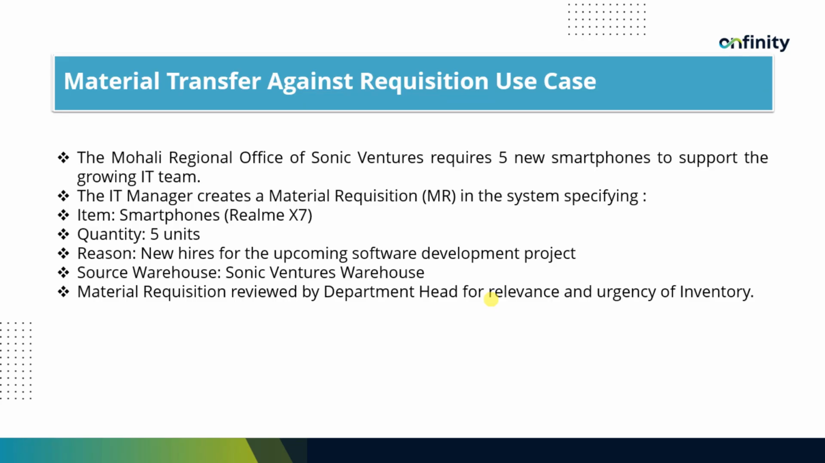For a better understanding of the process of material transfer against the requisition, let's take a use case. The Mohali regional office at Sonic Venture acquires 5 new smartphones to support a growing IT team. The IT manager creates a material requisition in the system specifying item smartphone Realme X7, quantity 5 units, reason new hires for upcoming software development project, source warehouse Sonic Venture warehouse. The material requisition is reviewed by the department head for relevance and urgency of the inventory.